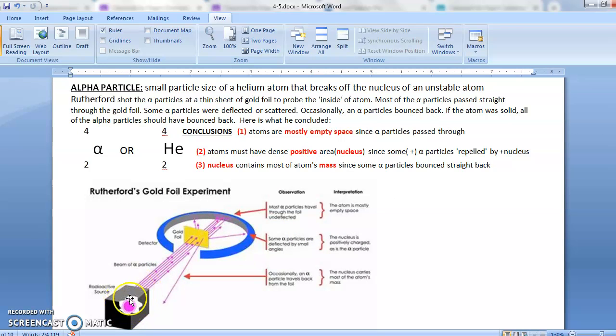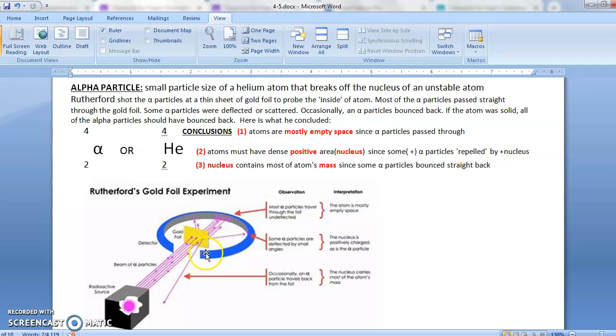So right here is the radioactive source. I thought he used radon. I can't remember for sure, a radioactive element that allows helium nuclei to break off. So these helium nuclei would come shooting out. They'd put the radioactive stuff inside a box with a little slit. And alpha particles would break off and go flying right through. And he saw that most of them went right through the gold foil.